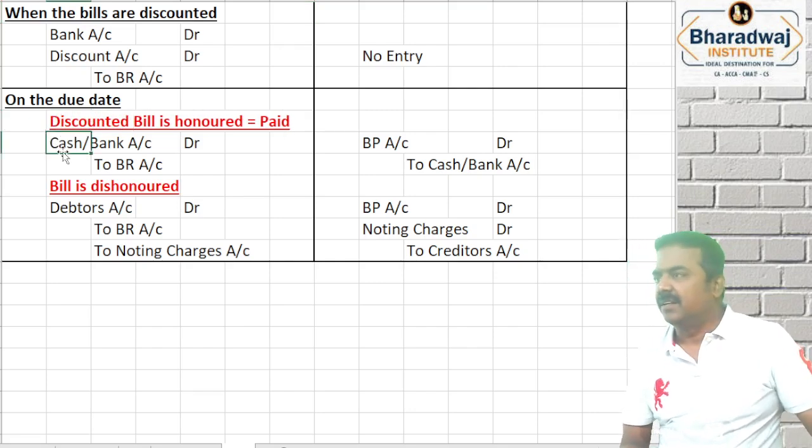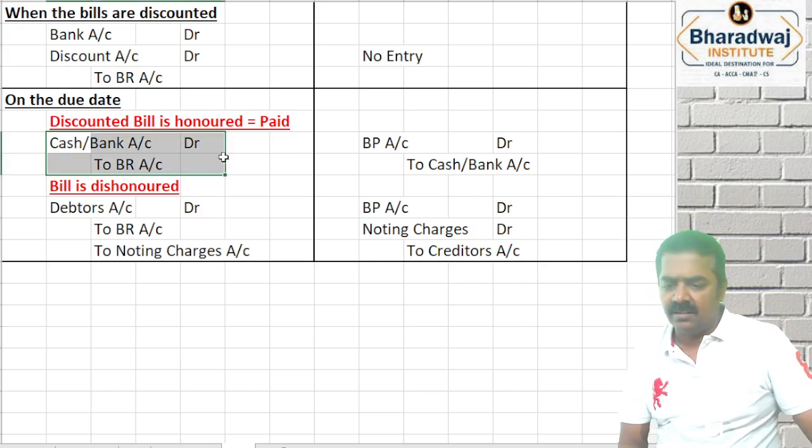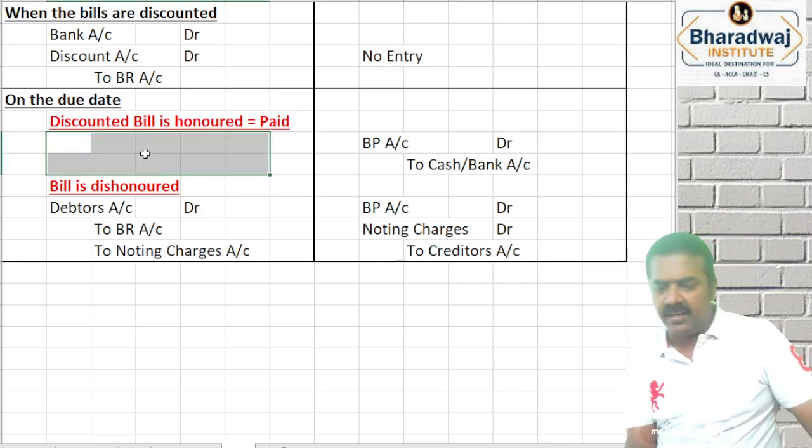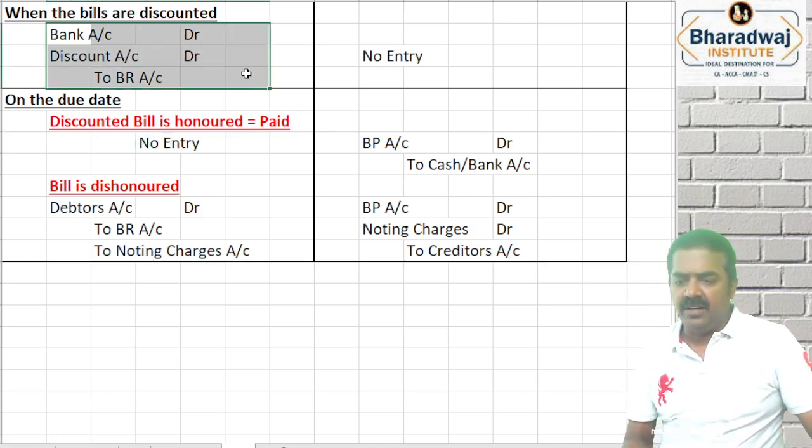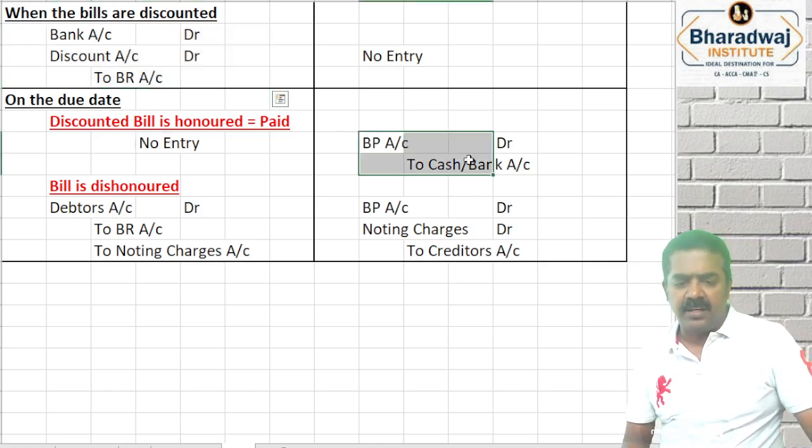Who will collect money? We will collect money or bank will collect money? Bank will collect money. Already we collected money, so no entry in our books. Why? Already we got the money. The other party pays the money.